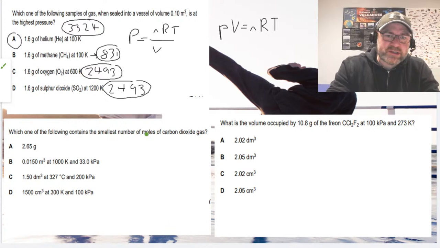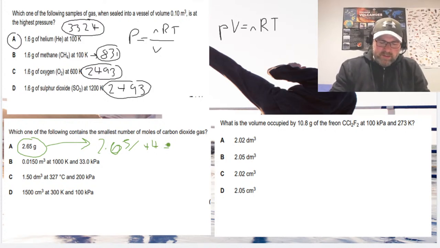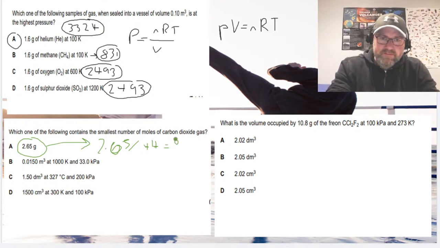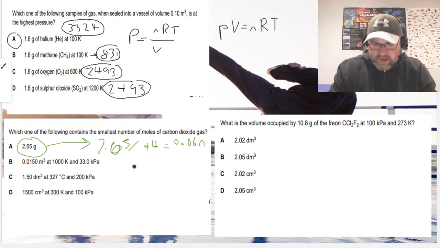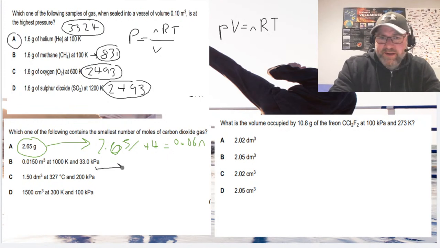Which one of the following contains the smallest number of moles of carbon dioxide gas? Super long, but essentially, smallest number of moles, that's quite easy. You're going 2.65 over 44, essentially. So this is going to be like 0.06 moles. Let's not write in green. Green's disgusting. Yep, 0.06. Pretty long, right? To do all of these is pretty long.